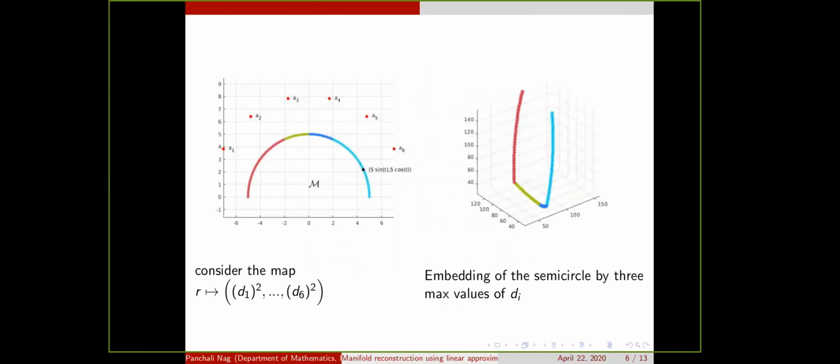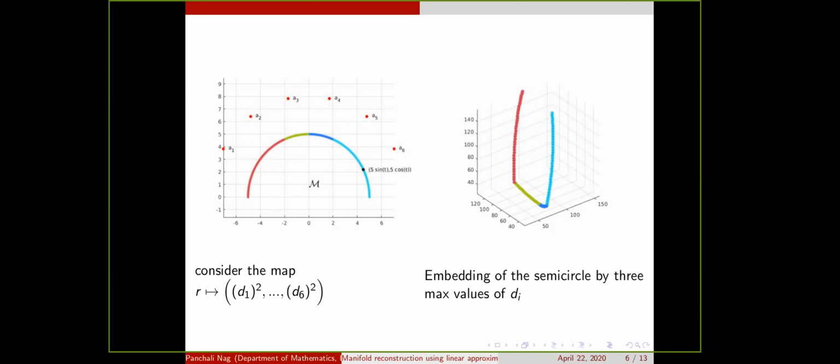Now, we consider the map, and let's say R is a point on M. So R maps to D_1 squared through D_6 squared, which are basically the squared distances. And then we embed this semicircle in a three-dimensional space by taking the three maximum values of D_i. And the different colors indicate which part of the semicircle has been mapped where. The important takeaway from this is that we can warp the semicircle into something that is close to being flat, so that we can approximate it by linear methods.